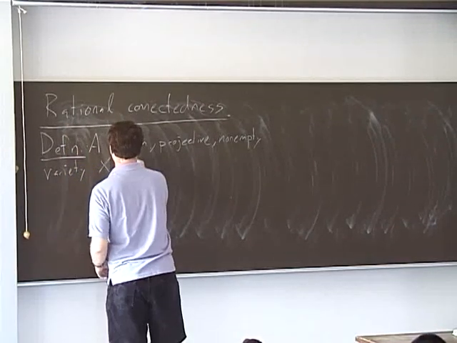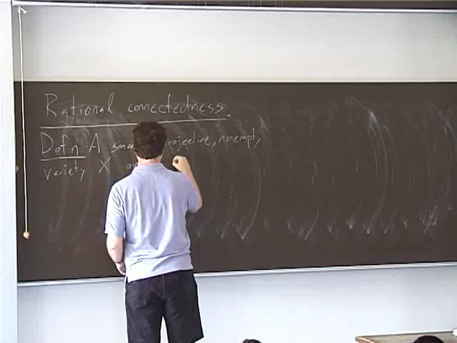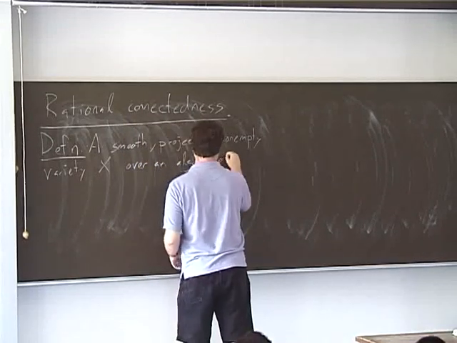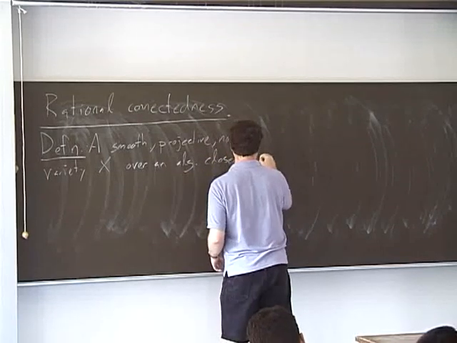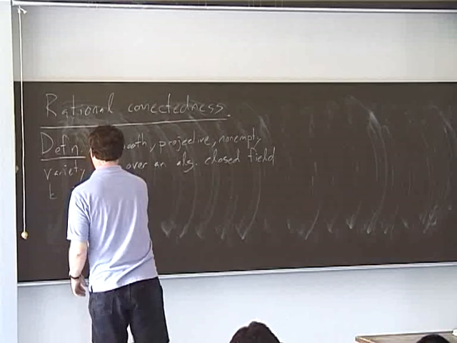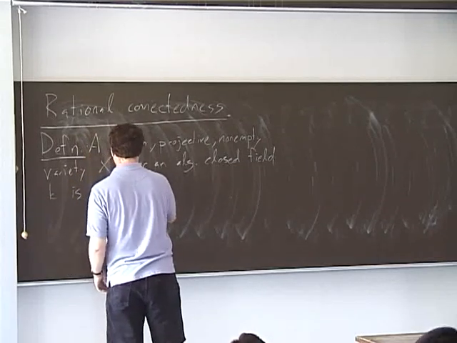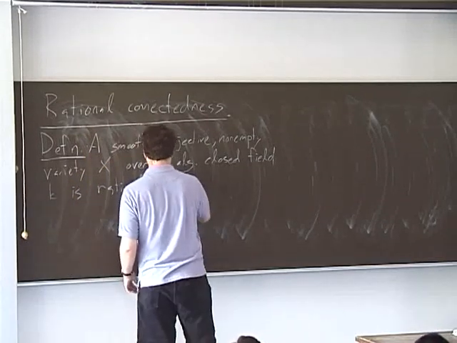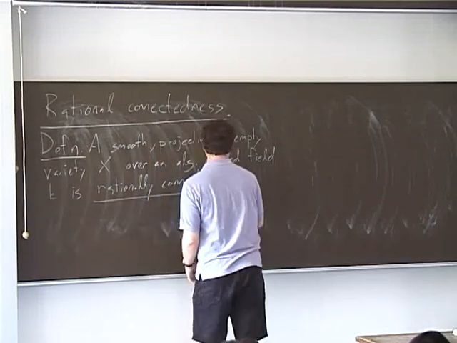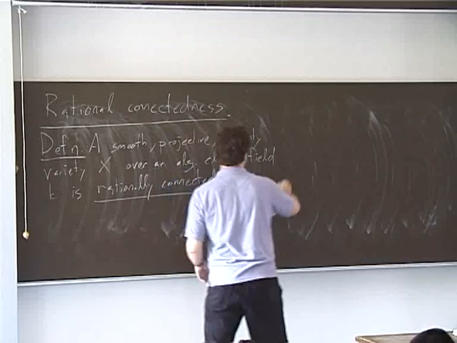A variety X over an algebraically closed field K is rationally connected. There are going to be a lot of equivalent definitions, but let me tell you the original one first.